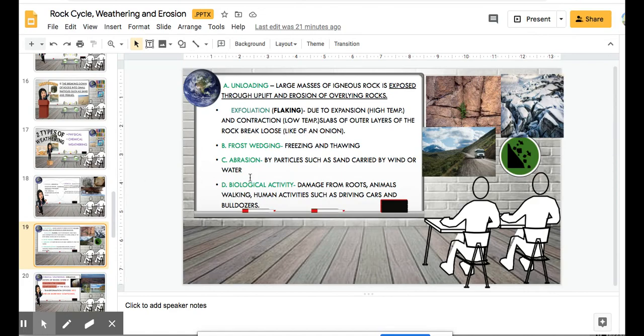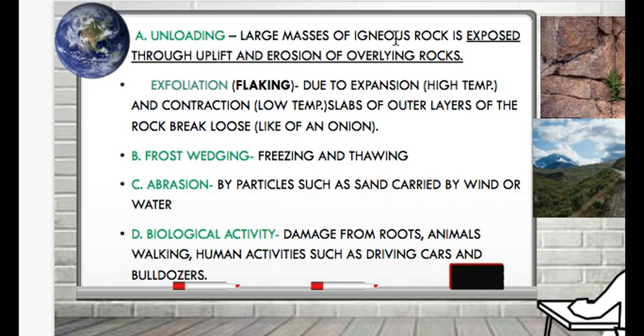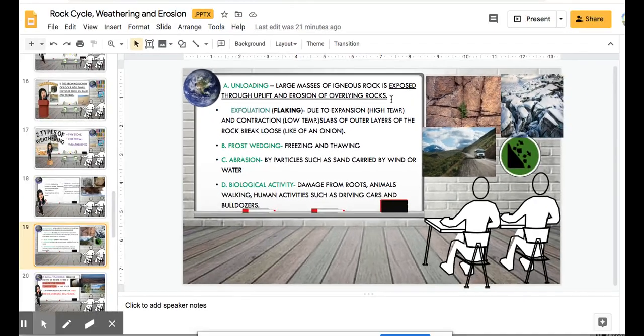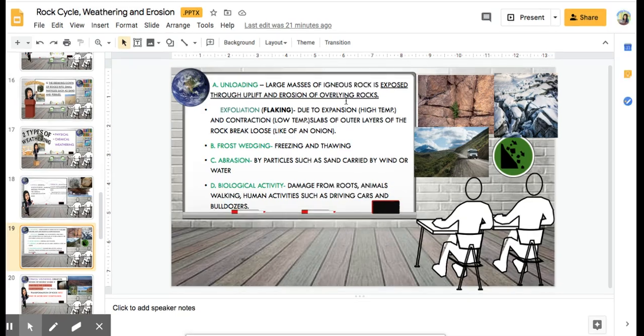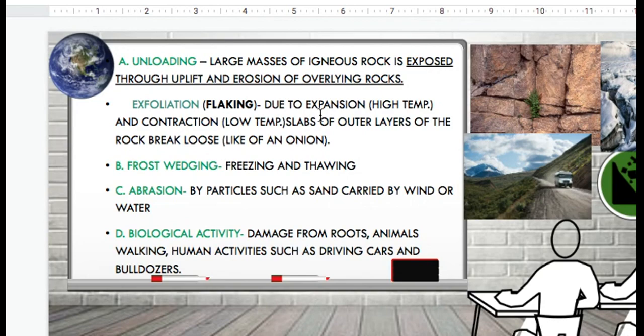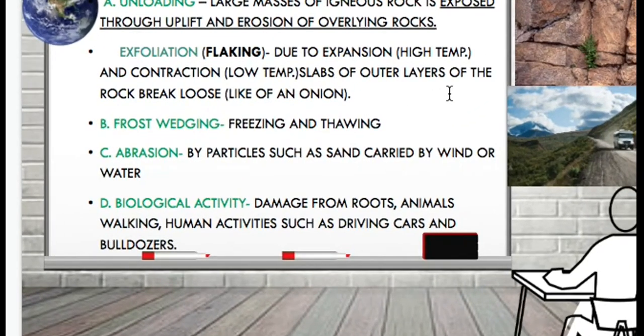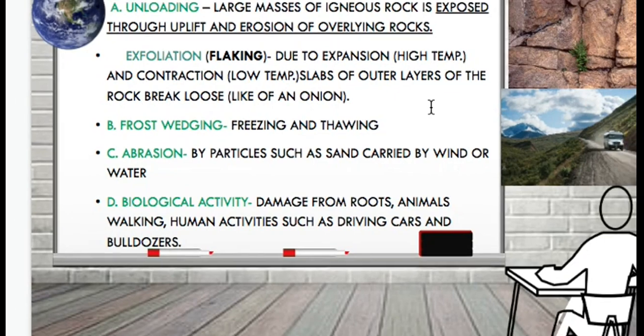Examples of physical weathering are unloading. Unloading happens when large masses of igneous rocks are exposed through uplift and erosion of overlying rocks. Exfoliation, which we commonly call flaking, is due to expansion with high temperature and contraction in low temperature. So slabs of outer layers of the rock break loose.